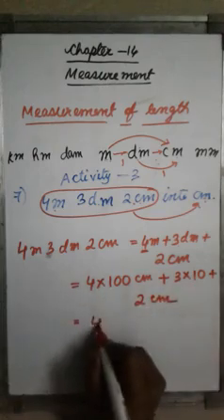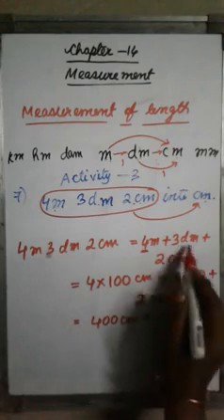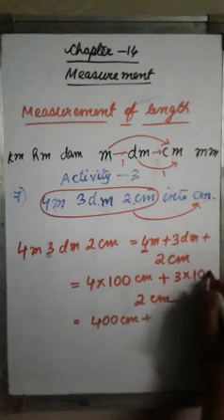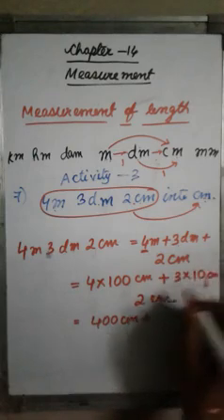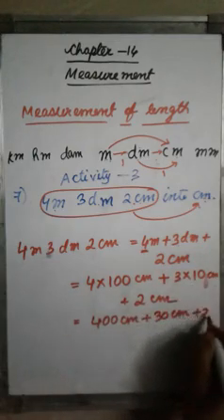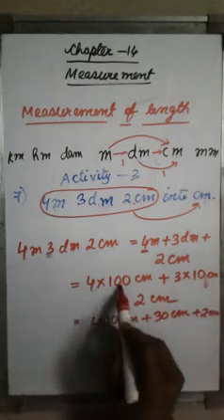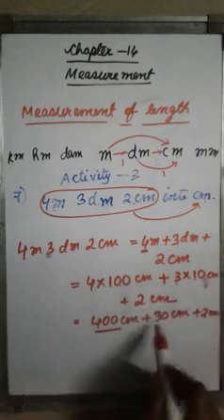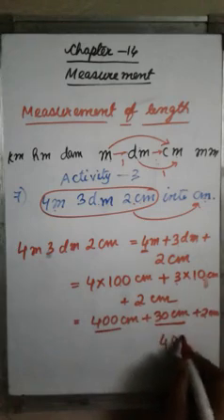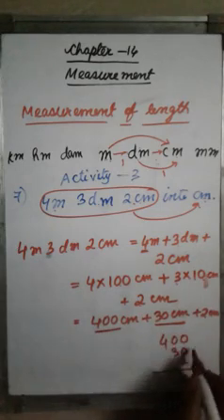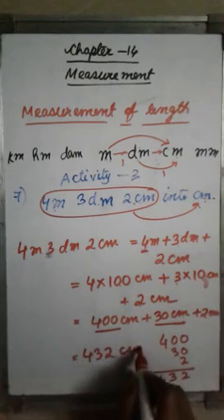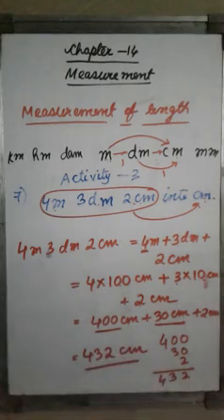So 4 into 100 is 400 centimeter, plus 3 into 10, I shall write it as centimeter. 3 into 10 centimeter is 30 centimeter, plus 2 centimeter. 4 into 100, 400. 3 into 10, 30. And 2 centimeter as it is. So 400, 30 and 2. If I add, it is 432 centimeter. Like this you have to convert.